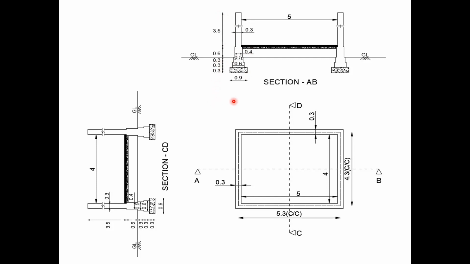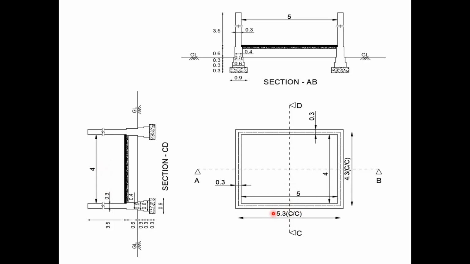The same thing is replicated here also on the other side for the other wall. So along the width we also have section CD. The section of the wall remains the same. The only change here we can observe is that the length of the wall is 4 meters.